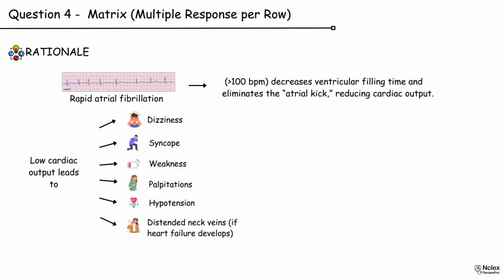When atrial contraction is lost, ventricular filling decreases. When ventricular filling decreases, cardiac output drops, and when cardiac output drops, organs receive less perfusion. The brain is particularly sensitive to decreased perfusion. That is why dizziness and syncope are expected findings. Palpitations are also expected because the rhythm is irregular and often rapid, and patients feel that instability.